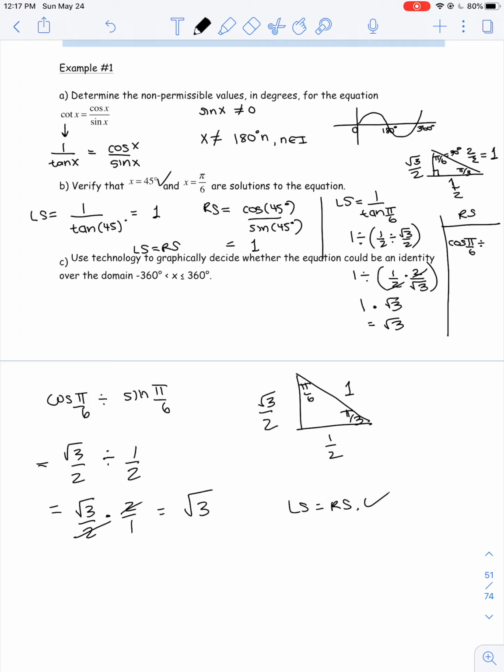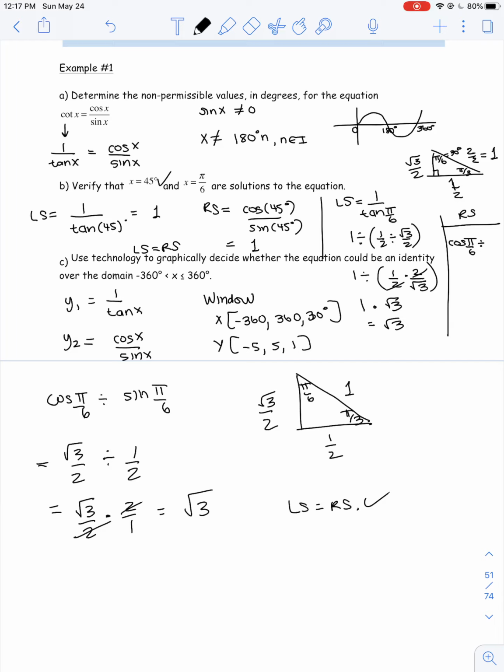Now, if I want to check this graphically, I can put y1 as the left side. So I would go 1 over tan of x. And then y2 is the right side of the equation. So I would go cos x over sine of x. They want us to use the domain, so for my window, I would have x go from negative 360 to positive 360, going up by 30 degrees possibly. And for y, I can go from negative 5 to positive 5, going up by 1.